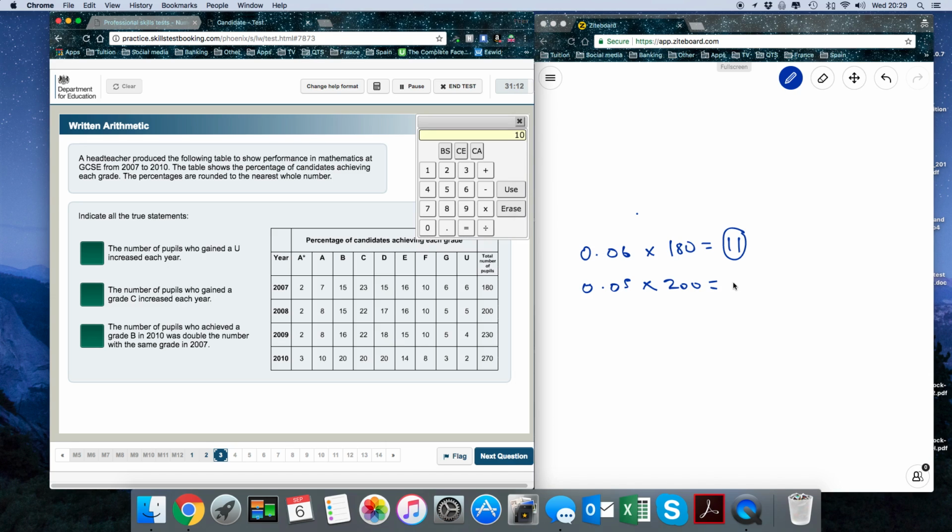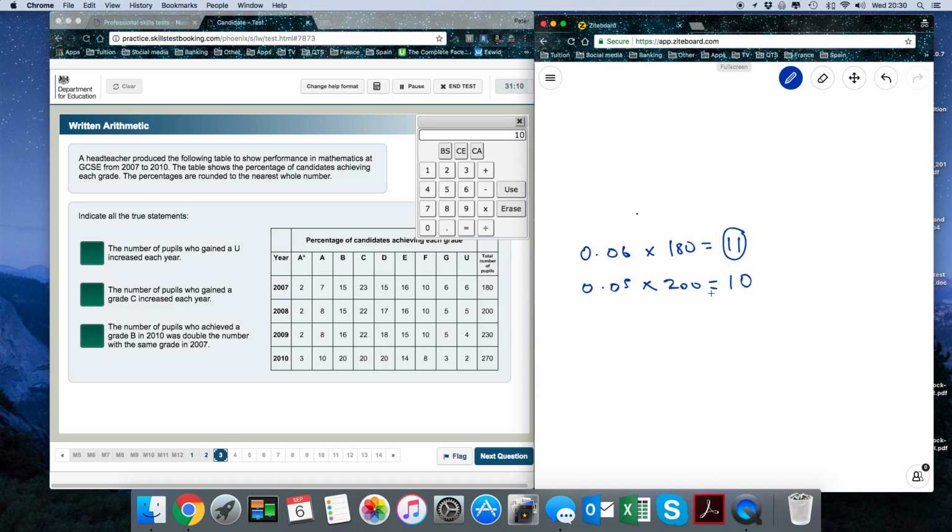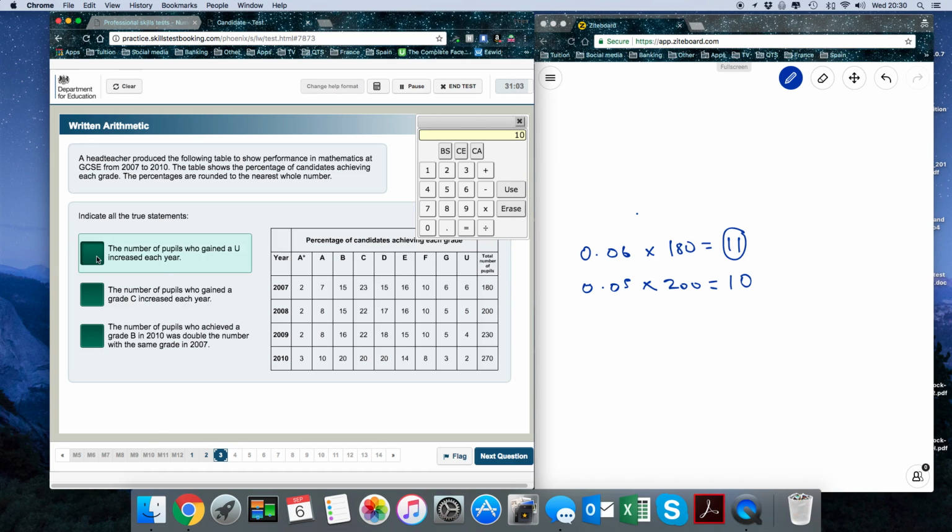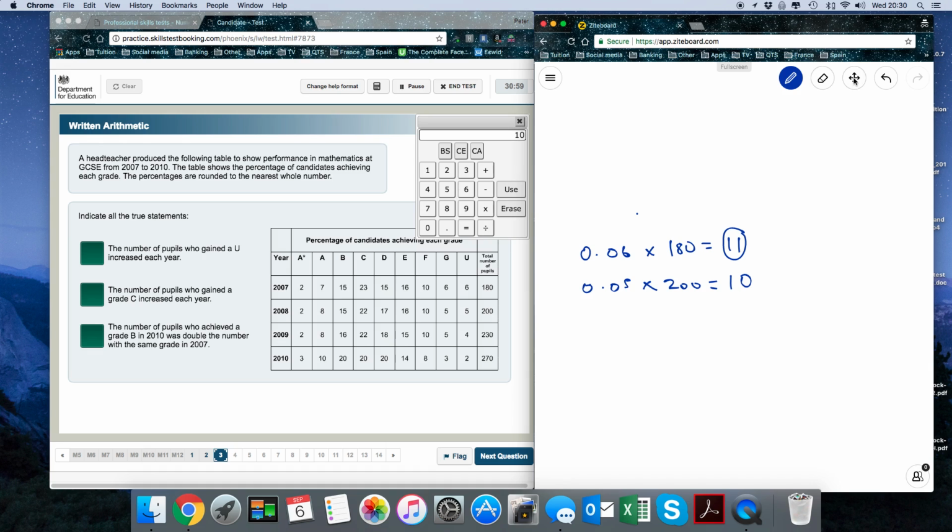Okay, now we got 10. As soon as we get that, we don't need to continue because the statement said that they increased each year. We've already found that that's a false statement, so I mustn't click this one. Okay, done. So next statement.